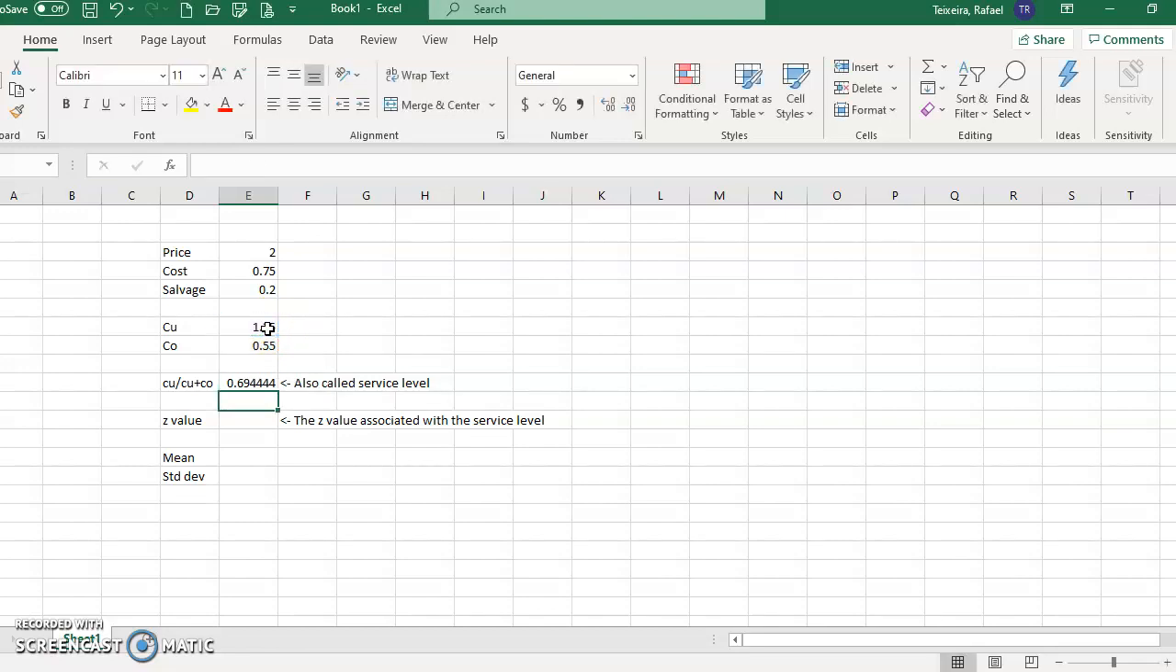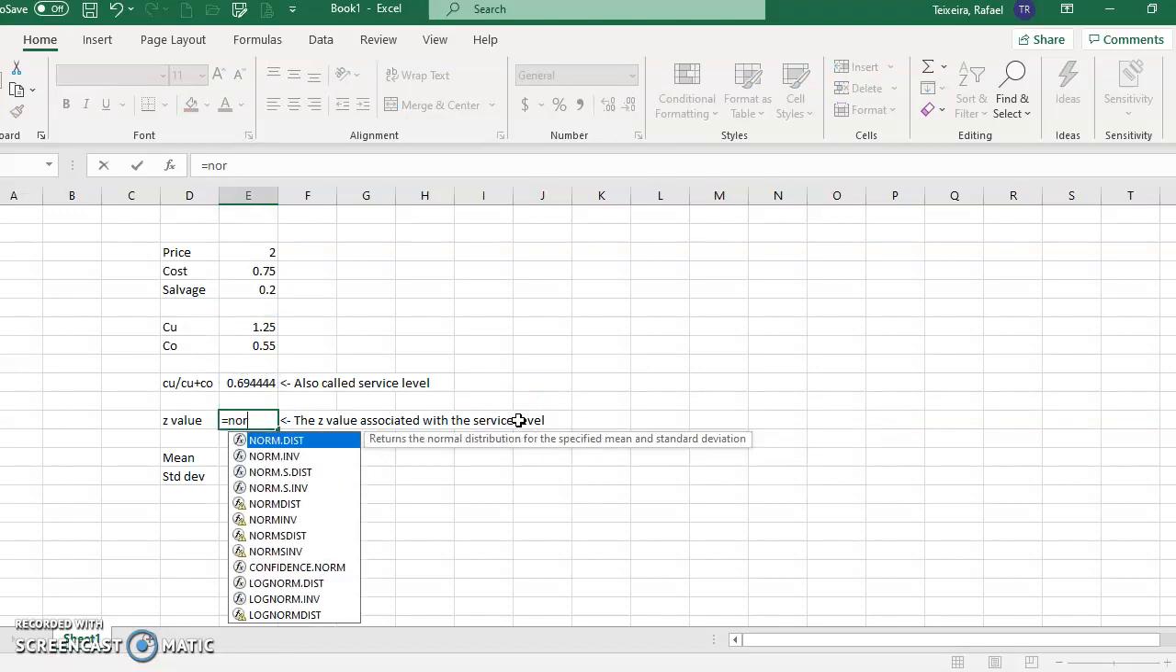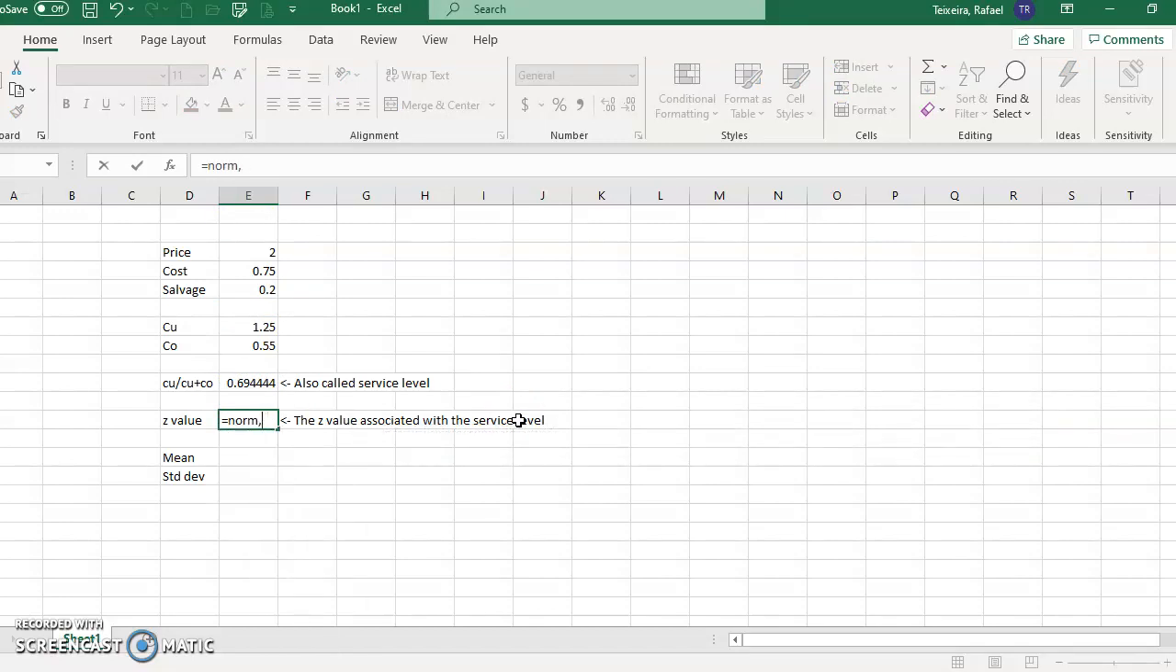Okay, so I should have approximately 70% service level, 0.69 or 0.70. This should be my service level according to the balance between losing sales and having extra, unsold inventory. Okay, so I have to turn this into a z-value. I turn this number into a z-value by typing NORM.S.INV open parentheses, and then I select this probability, close parentheses. So this is the z-value associated with this service level.